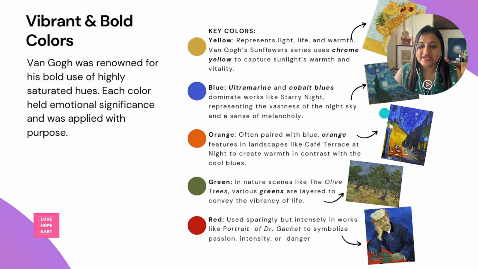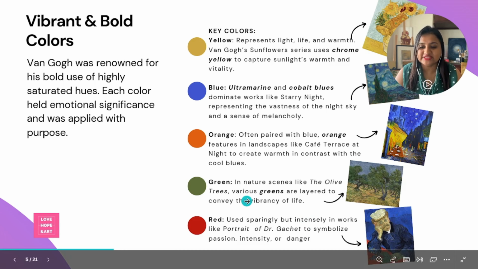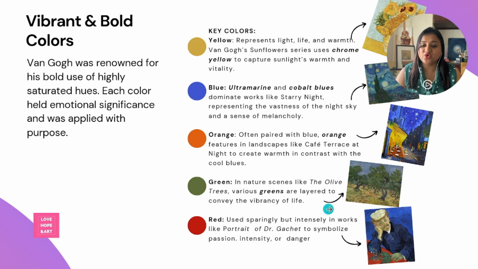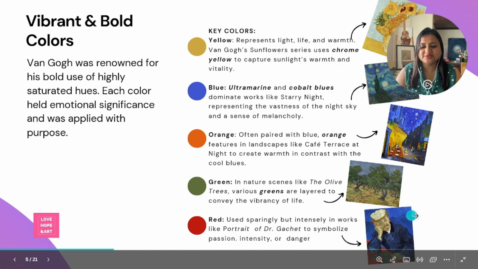Then going on to oranges, he often paired them with blue, as featured in landscapes like the Cafe Terrace at Night, to create warmth in contrast with the cool blues. Going on to the greens, in natural scenes like the olive trees, various greens are layered in to convey the vibrancy of life. Going on to red, he used it sparingly but intensely in works like the Portrait of Dr. Gachet to symbolize passion, intensity, or anger.